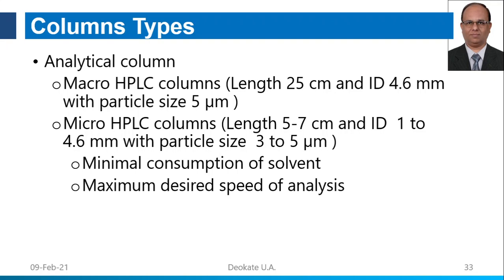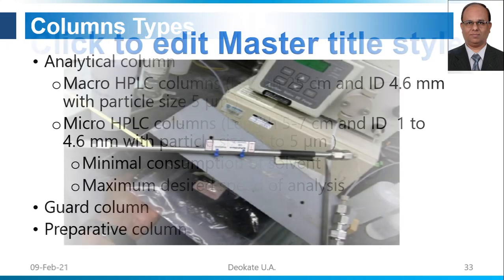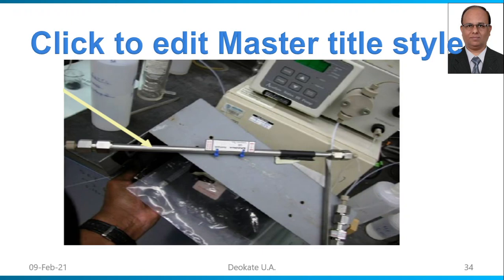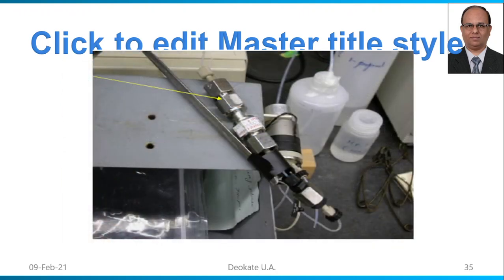So these are ultra performance high pressure liquid chromatographic columns. They are having minimal consumption of solvent and maximum desired speed of analysis. So now we are shifting from macro columns to the micro columns, but it requires very high pressure in the pumps as compared to your macro HPLC. The another type of columns which is used in HPLC is a guard column and preparative columns. So this is a photograph which is showing you the column which is used in HPLC with guard column system. So this is a small guard column.